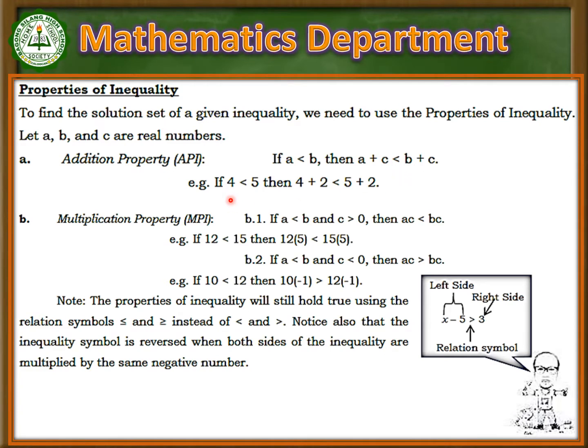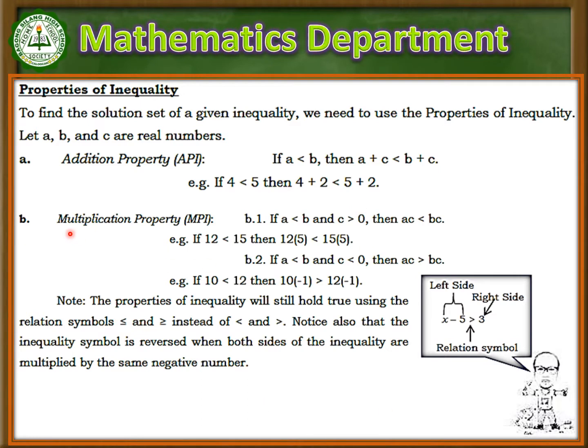Example, if 4 is less than 5, then 4 plus 2 is less than 5 plus 2. Let's simplify. Is 4 plus 2 less than 5 plus 2, which is 7? This one is 6 and this one is 7. So 4 plus 2 is 6 and 5 plus 2 is 7.